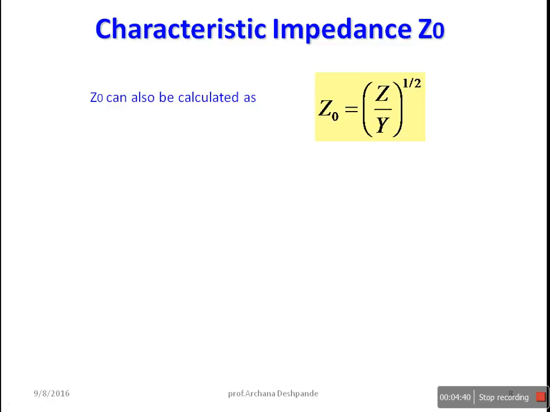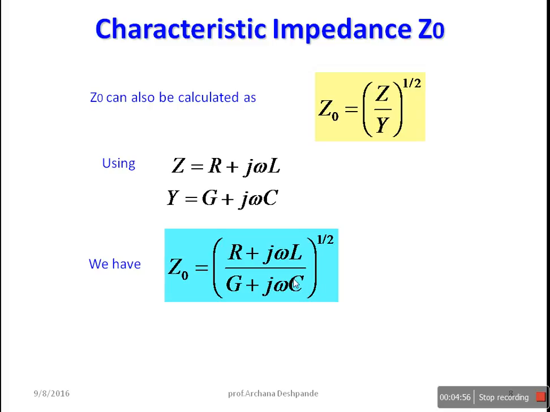Z0 can also be calculated as the square root of Z upon Y. Now let us recollect this Z and Y, which we have seen in the last video. Z is R plus j omega L and Y is G plus j omega C. If I substitute those values in this, I get the next formula for Z0.